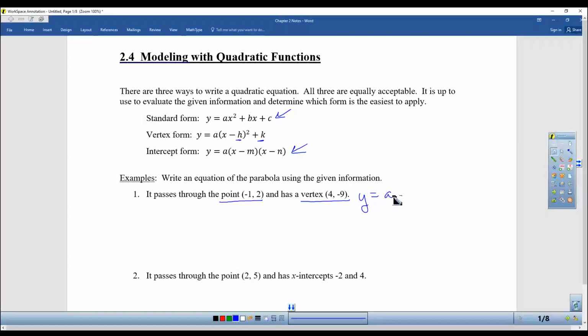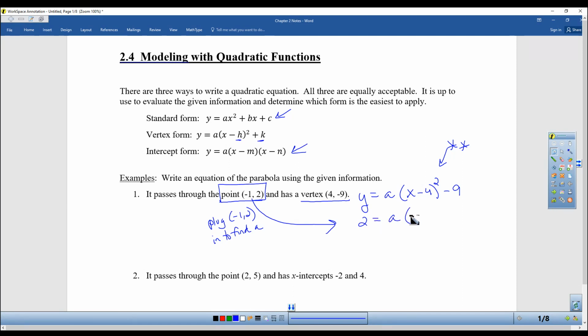y is equal to a times (x - 4) squared. For some reason, people really forget the square a lot. Be careful there. Minus 9. Now, it doesn't tell me a, but I do know that it passes through this point. So you can plug this point in to find a. You're going to work backwards a little bit. You don't need this there permanently, just for a minute. (-1 - 4) squared minus 9.